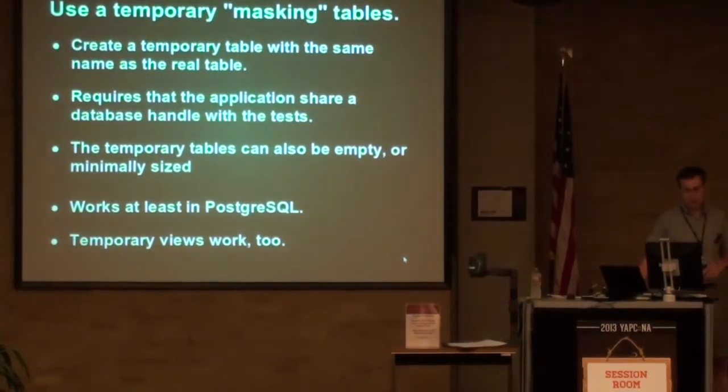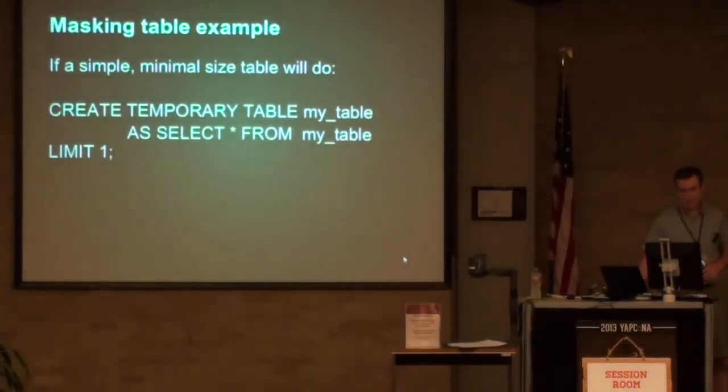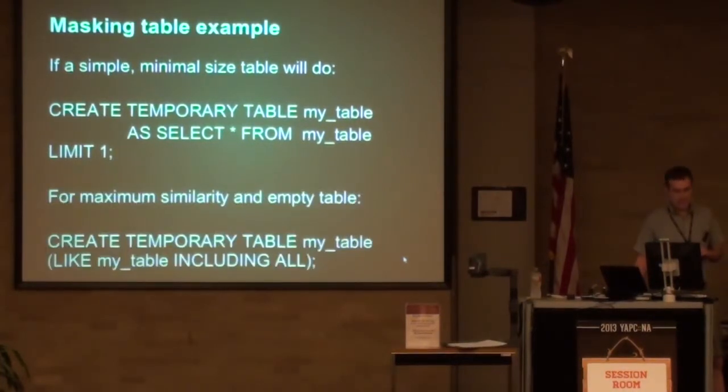There's temporary views too. Same idea. This is the first version I took. It's really just create the temporary table with the same name as the other one, select star limit 1. But before you take notes on that, this is the better way to do it.